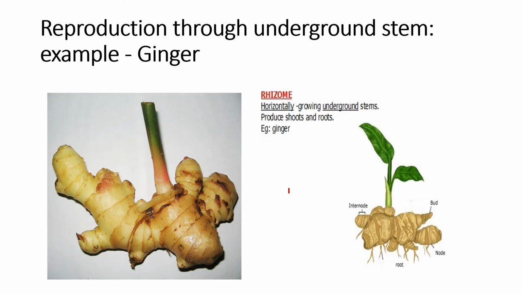It's a modified stem. As you can see in this diagram on the left, we see there are some horizontal lines on ginger. These horizontal lines are actually the nodes from where the new plants start growing. And you can see in this diagram, the new shoot has started growing from these nodes. So we can grow a new ginger plant from this underground stem.